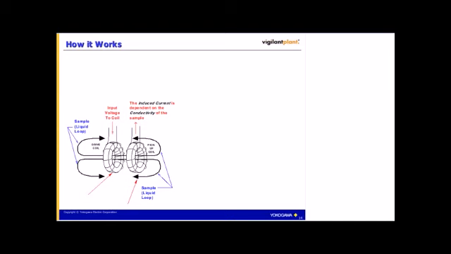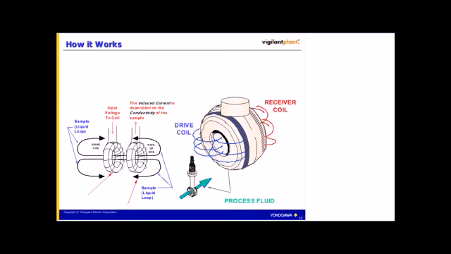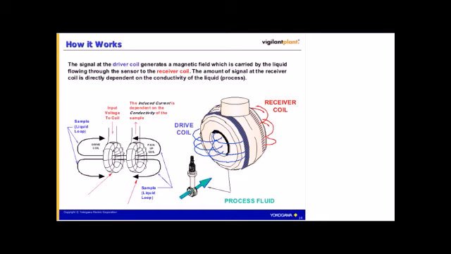The strength of the electromagnetic field, and consequently the strength of the induced voltage at the receiver, is dependent on the conductivity of the liquid passing through the two coils. So, by measuring the voltage received at the pickup coil against the voltage supplied at the drive coil, we're able to determine the conductivity of the solution passing between them.